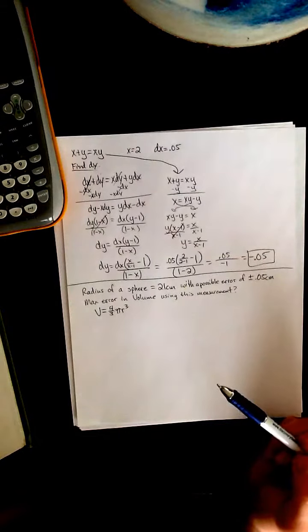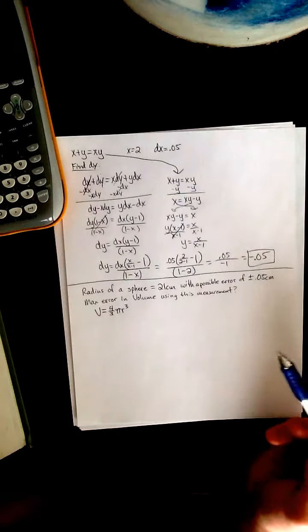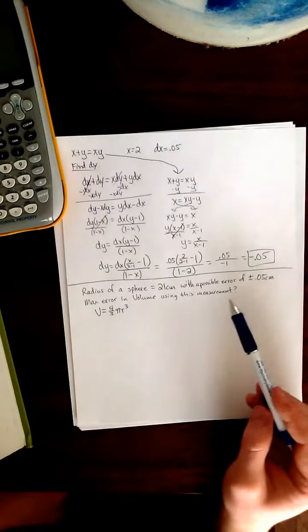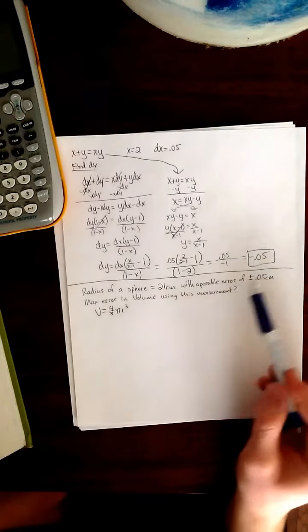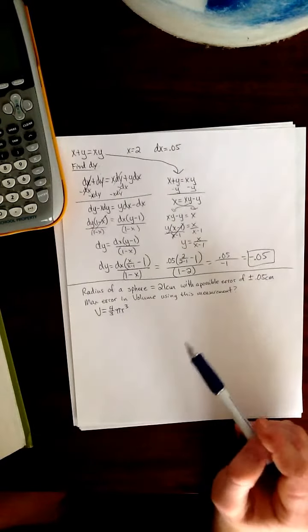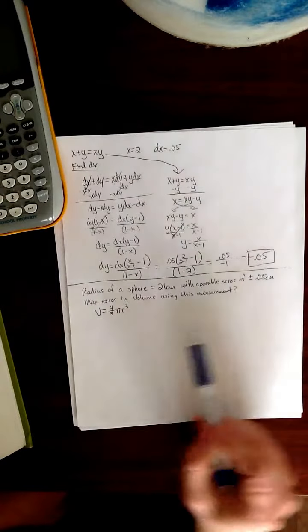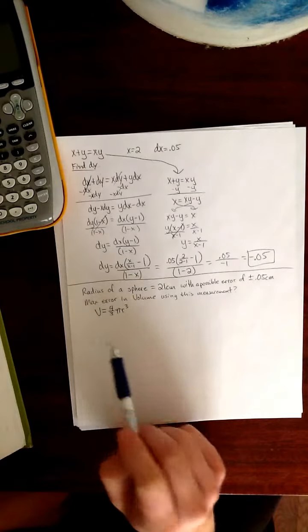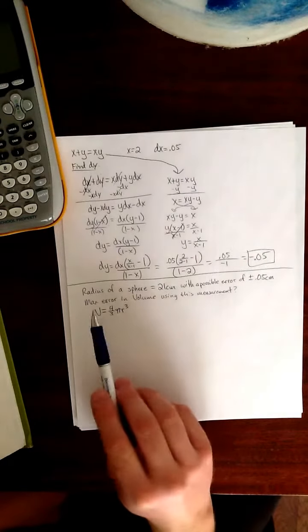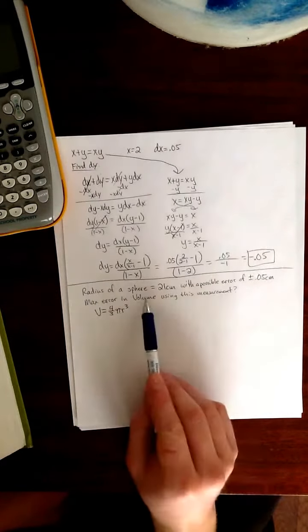0.05 centimeters. And every time I say change, if I say change in volume, you should be thinking, oh, dV. If I say change in radius, you should be thinking dr. So that should lead you to go, oh, if I differentiate this and turn it into a differential equation, I can use my differential equation to calculate the error in the volume.